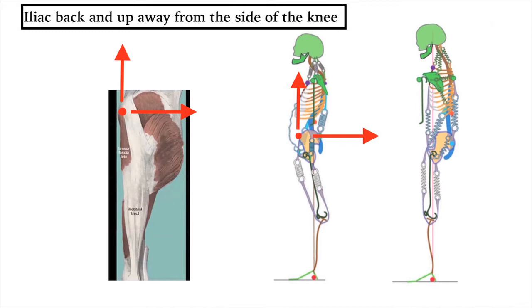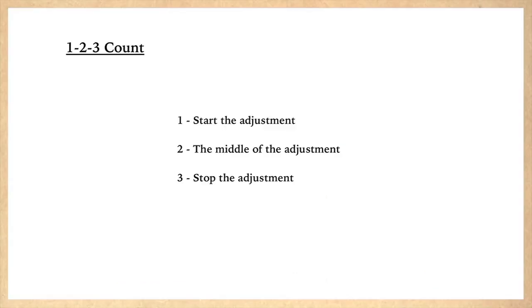We need to know when we're beginning an adjustment and when we're ending it, and we will do that by counting to 3. 1 will be the start of the adjustment. 2 will be the middle of the adjustment, and 3 will be the end of the adjustment. There is 1 second between 1 and 2, and 1 second between 2 and 3. That means an adjustment takes 2 seconds.